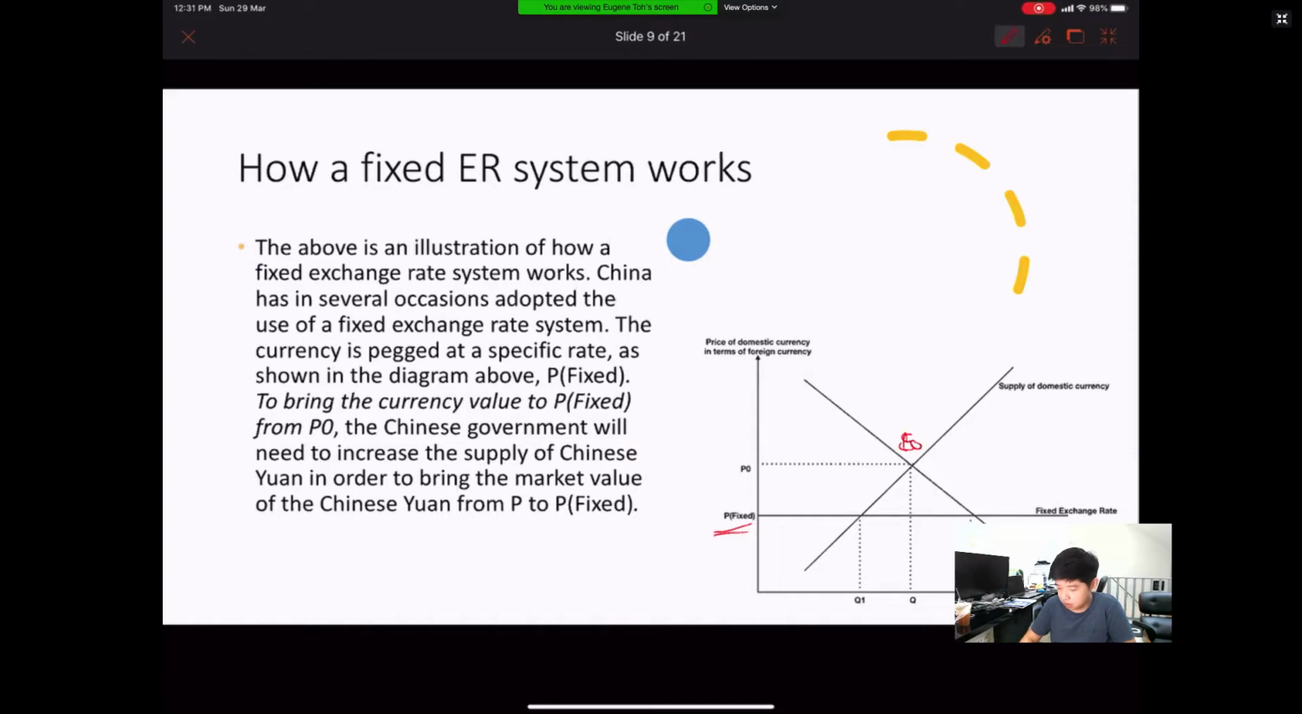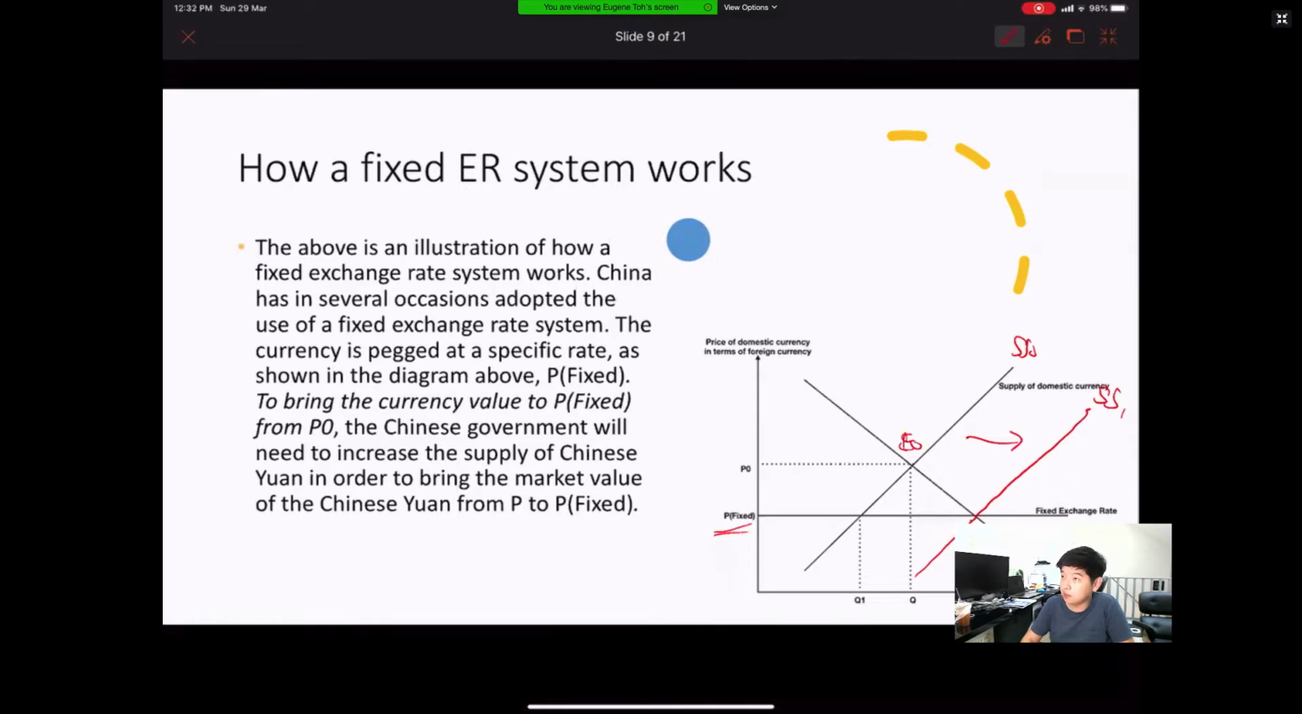If the currency is currently at the value P0, it would be beyond the pegged rate. Then the Chinese government, the central bank of China, is going to step in to intervene via buying or selling of the domestic currency in order to maintain the peg, or P fixed. So what exactly are they going to do? I'm going to show you. It's very simple. We shift the supply curve to the right from S0 to S1 like that. Can you see? It increases from S0 to S1.